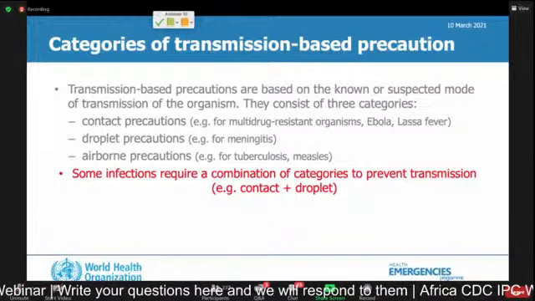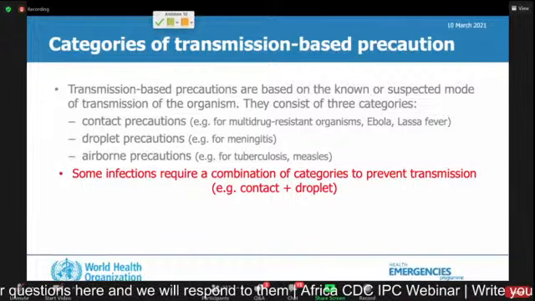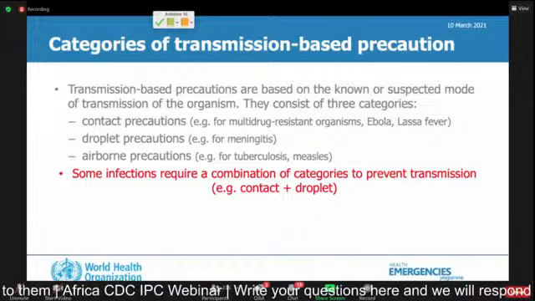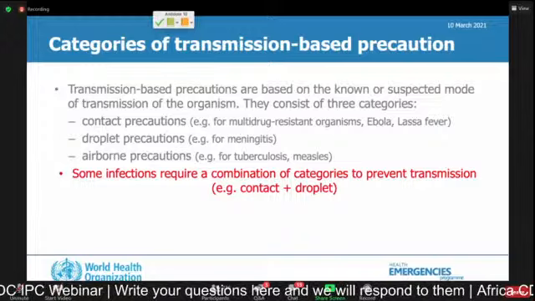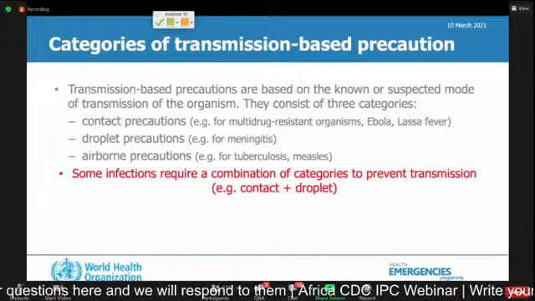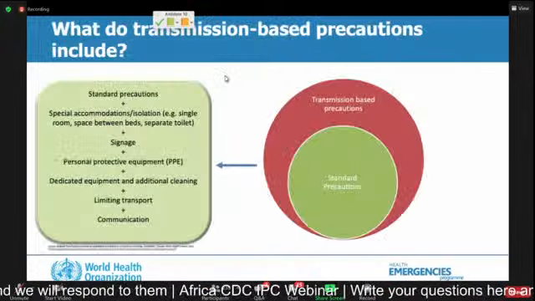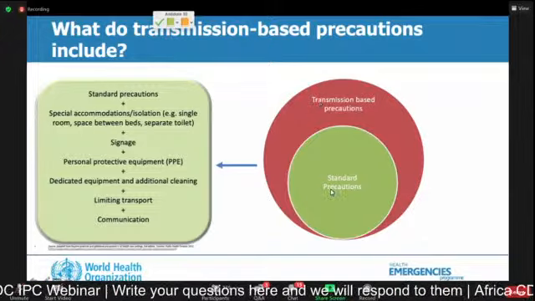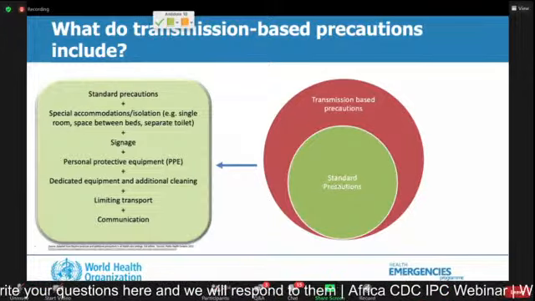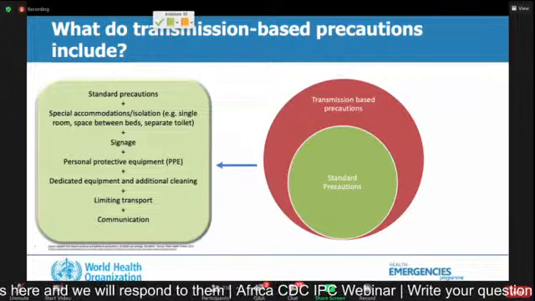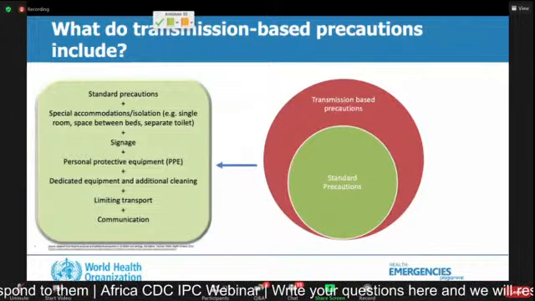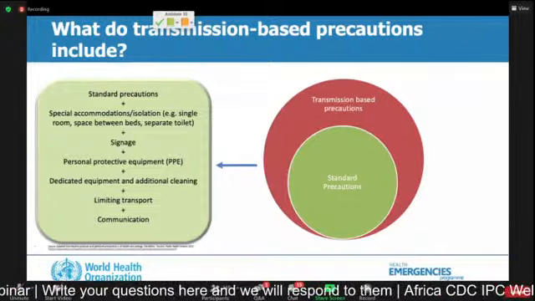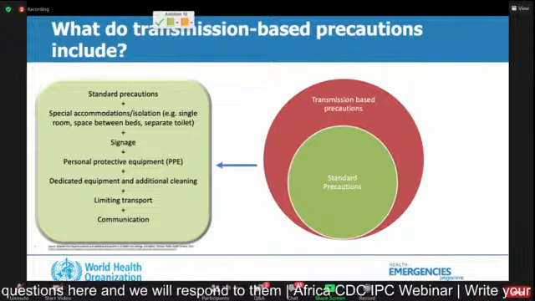As I said previously, we are going to discuss these three categories of precautions. Sometimes for some diseases, we can use a combination of precautions. This is the case for COVID-19, where we use contact and droplet precautions, and sometimes we add airborne precautions as well when we are performing aerosol-generating procedures. As I said previously, transmission-based precautions need to be taken into consideration after standard precautions. And these transmission-based precautions contain standard precautions, special accommodation like isolation, signage informing which precautions need to be implemented, PPE, dedicated equipment, and additional cleaning.